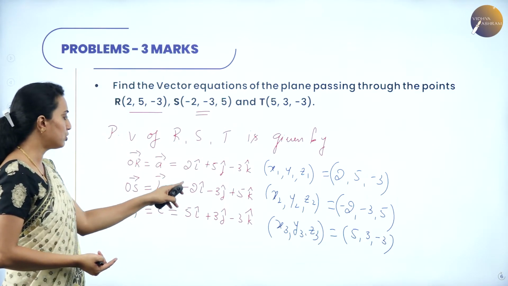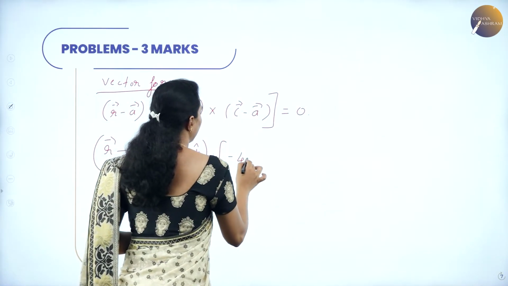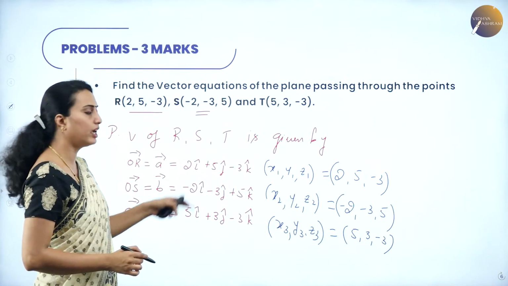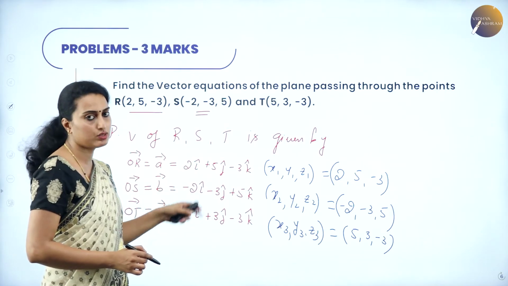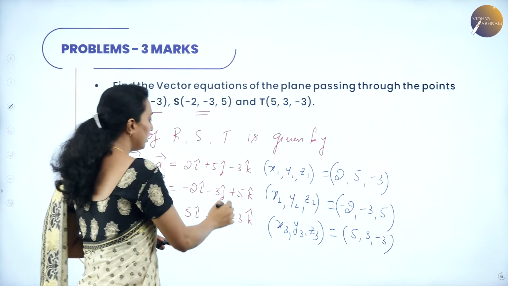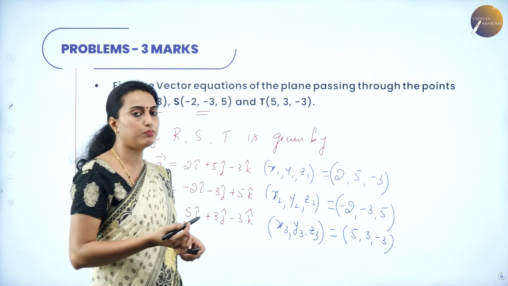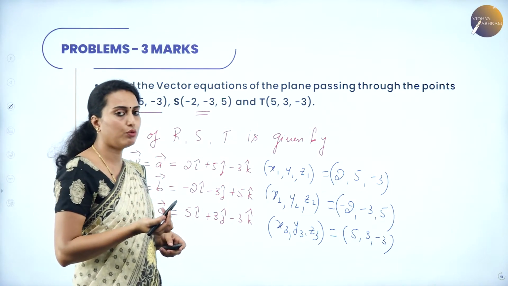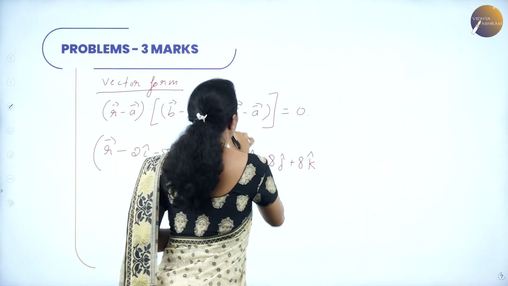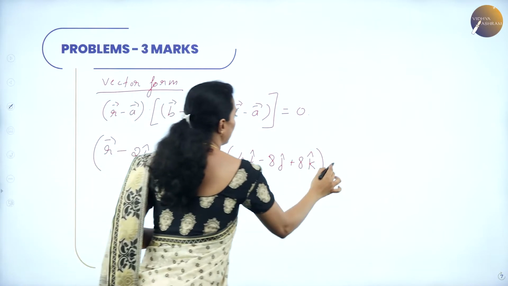Minus 2i minus 2i, which is minus 4i, right? Similarly, minus 3j minus 5j, which is minus 8j. Similarly, 5k, minus of minus is plus, 5k plus 3k, which is 8k. So plus 8k, which is b vector minus a vector, cross.